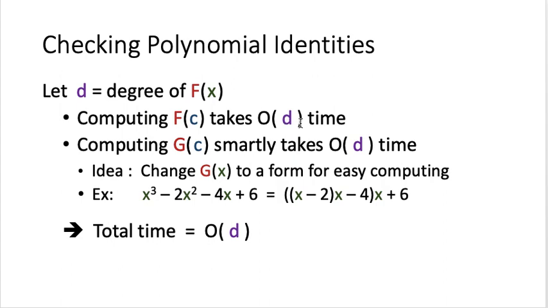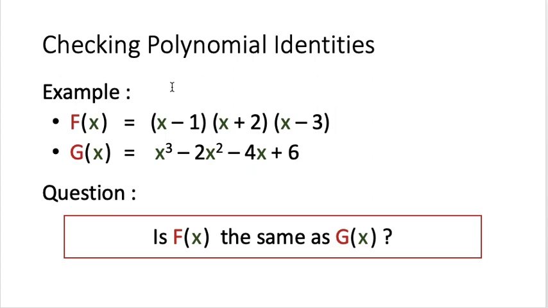So why? This is very easy. If you look back to this one, if we want to compute f of c, then we will have the c value known. Let's say c is equal to 5, then I can compute 5 minus 1, so I get a 4 here. And then I can compute 5 plus 2, I get a 7 here. And then I compute 5 minus 3, I get a 2 here. So each term can be computed in constant time, and then I multiply them together. So in total, there are d terms multiplying together, and so it takes order d time.